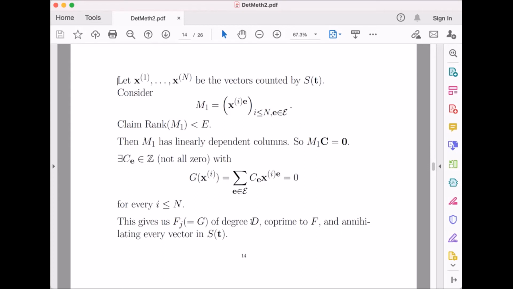It will have degree exactly capital D, and by this little business of ensuring that there are no terms divisible by x_n to the little d, these f_j's are automatically co-prime to capital F, and they annihilate every vector that we're interested in.